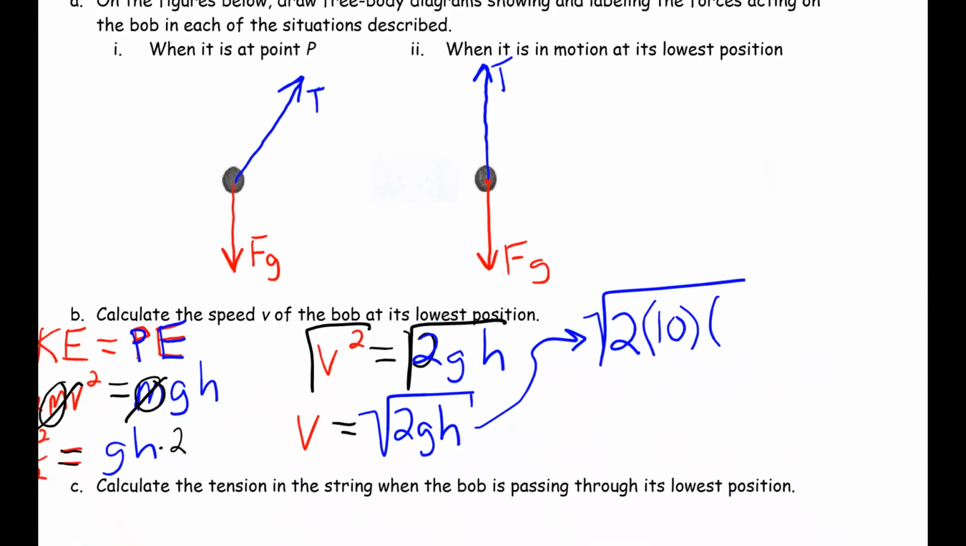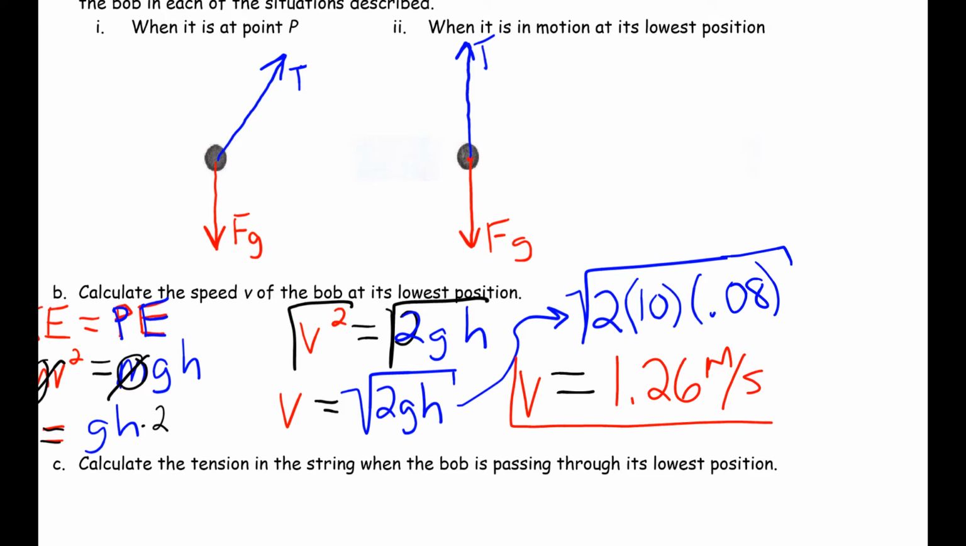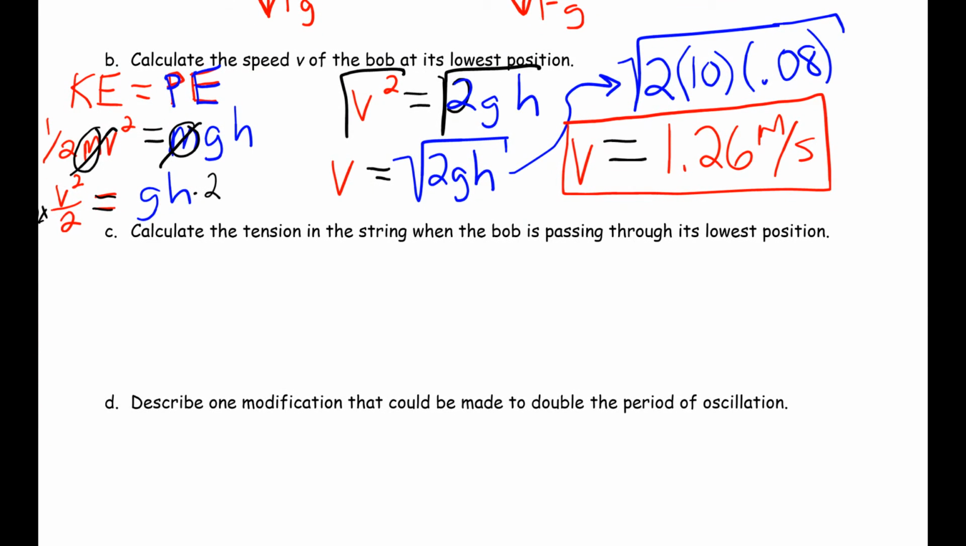So we'll come back and we're going to plug in here 0.08, and then the next step is to use a calculator to calculate it out, which comes out to be 1.26. So our final answer, our velocity, is equal to 1.26 meters per second. And that's your final answer for that part. And then the next part, calculate the tension. We're not going to worry too much about that, so just go ahead and X that part out.